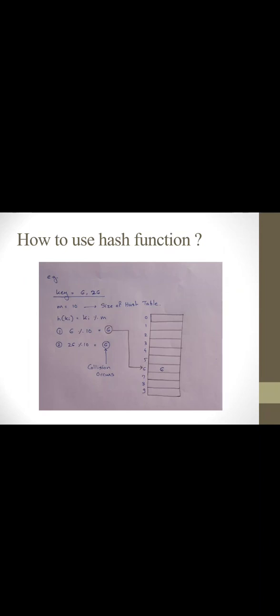So the first key is 6. 6 mod 10 equals 6. So 6 is the location where the key is located. Then 26 mod 10 equals 6. So here in the hash table, in the sixth location, an element is already stored. So here a collision occurs. So how to resolve this collision?